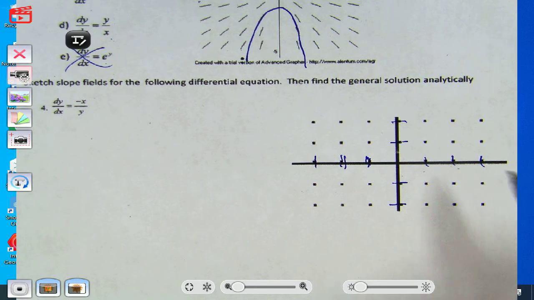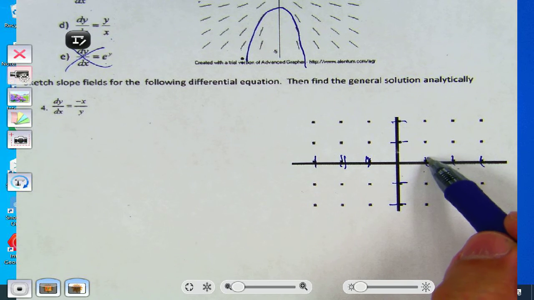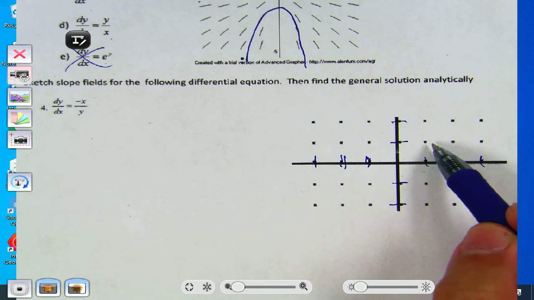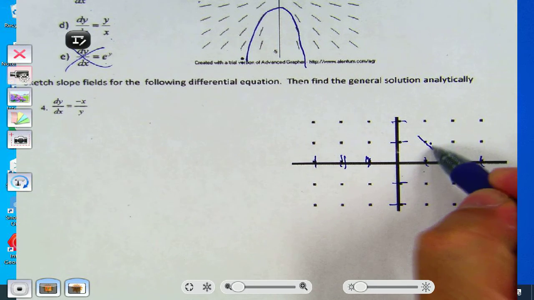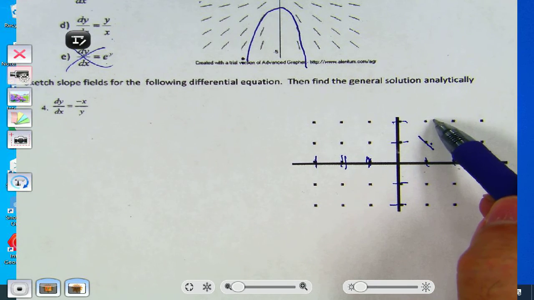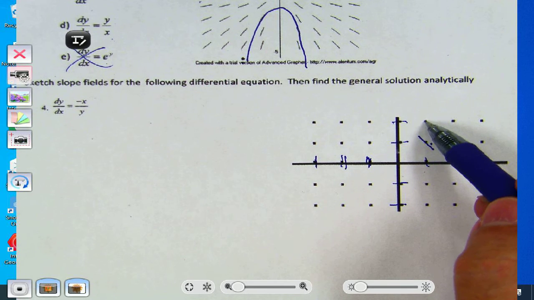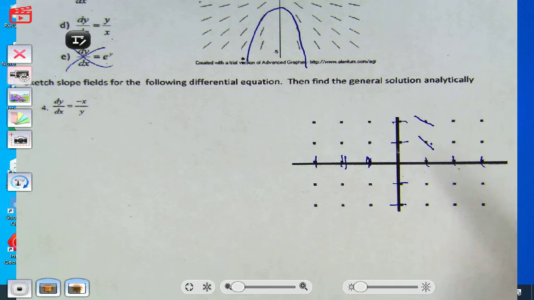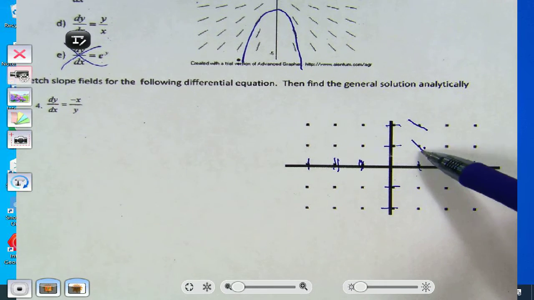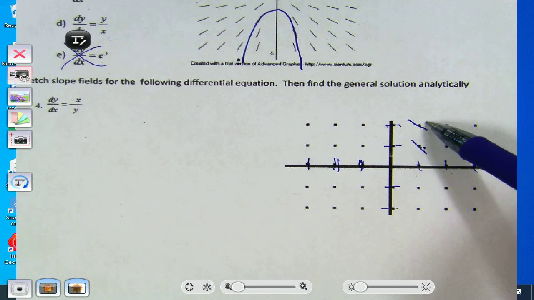Alright, now let's look at x equals 1. If x equals 1, here it'll be negative 1, right? Yeah. So it's this way. What's it here? Negative 2. No, negative 1/2. So it's less steep. So whenever you draw these, you want them in reference to each other.